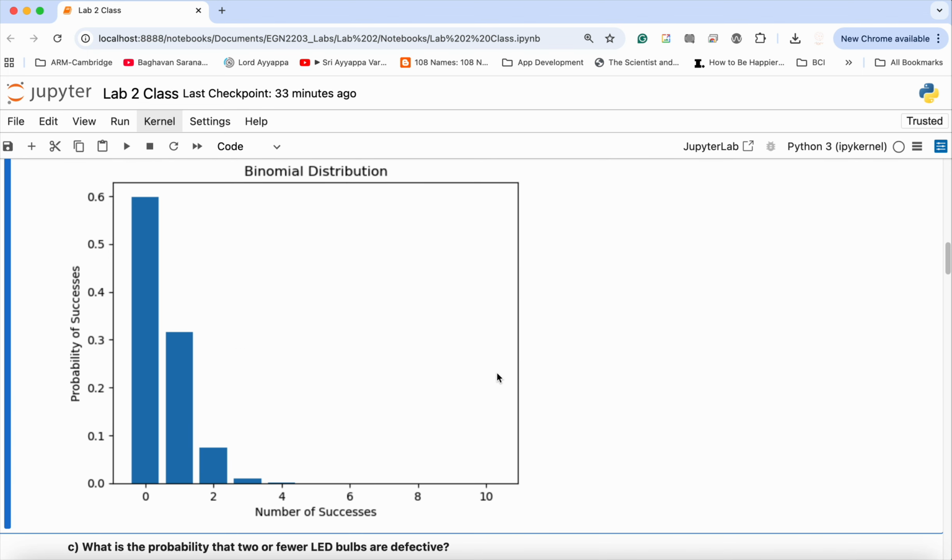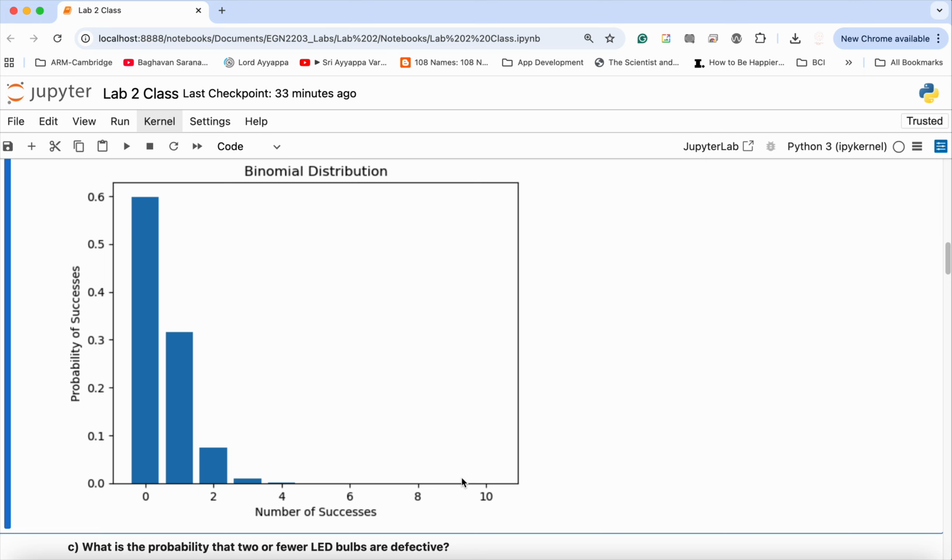Okay, so you can see down here that for the binomial distribution, for 0 and 1, the probability is still high, and then it very quickly goes down. And anything from 3 onwards is actually very small. The probability of 4 successes is very small, and beyond that you can't even see it, it's too small.